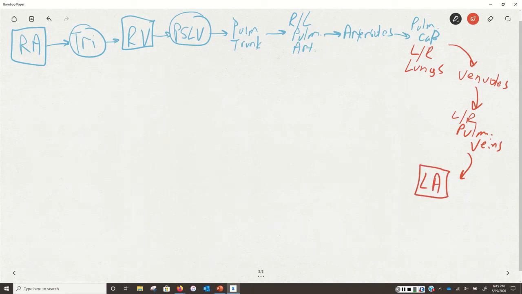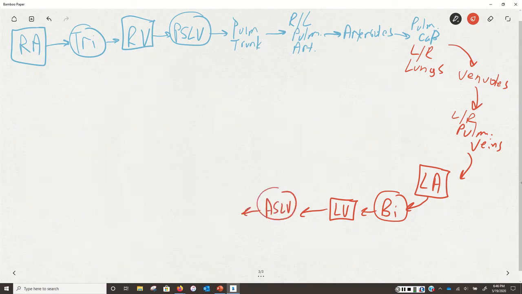Now we're back at the heart. The left atrium passes blood through the bicuspid valve into the left ventricle. When the left ventricle contracts, it's going to push blood into the aorta, but blood has to pass through the aortic semilunar valve. And then blood exits the heart into the aorta.